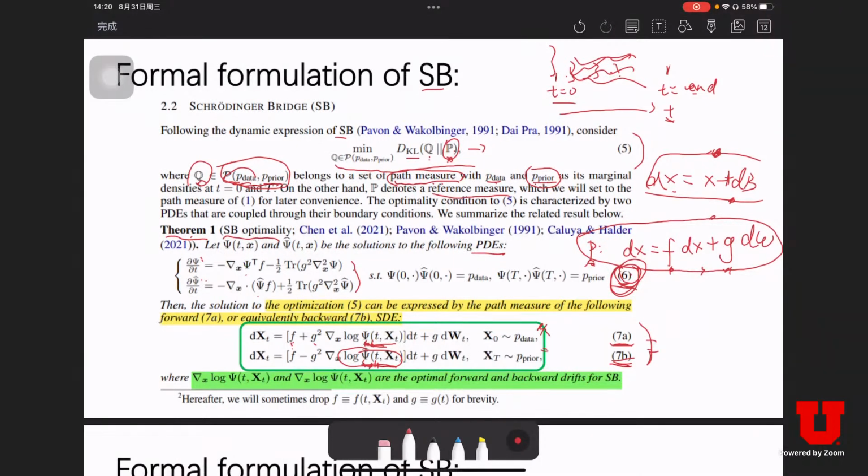Yeah, in your formulation, of course you have to know the p data. However, when you build the objective functions, you can compute these things based on your sampling from your p data.